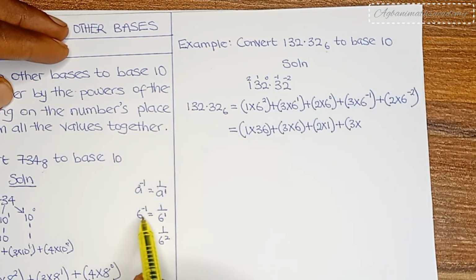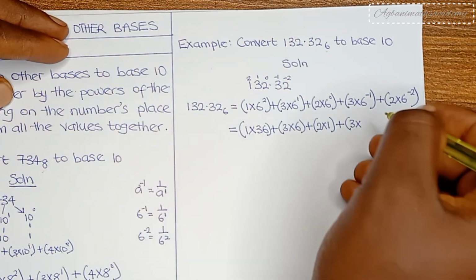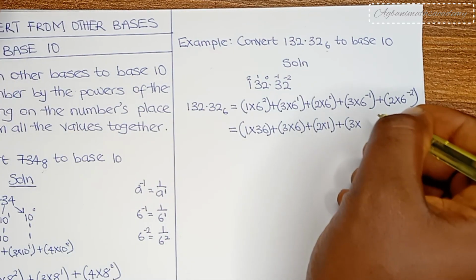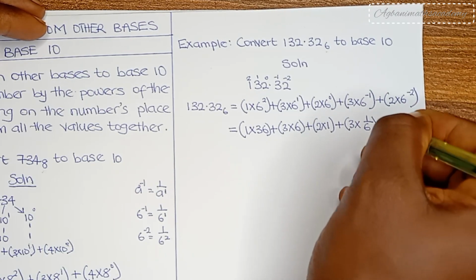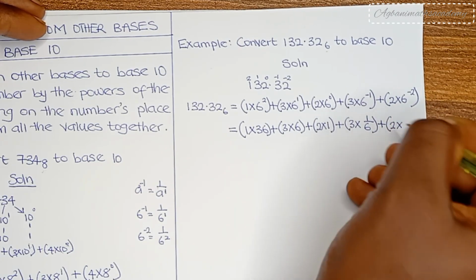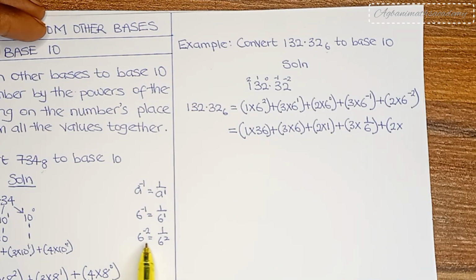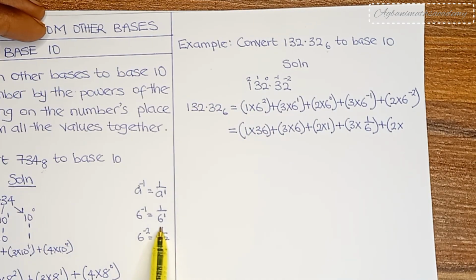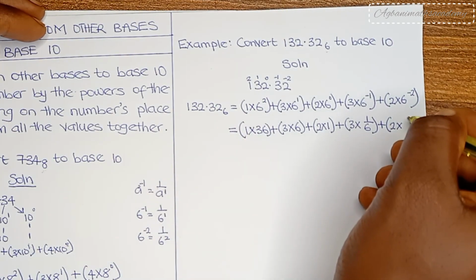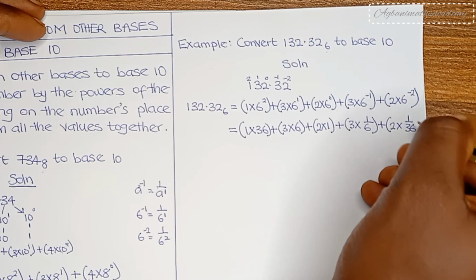Okay, so we are going to do that here. We have 6 to the power of -1 is 1 over 6 to the power of 1. And we know that 6 to the power of 1 is 6, so we have 1 all over 6, plus 2 times 6 to the power of -2 is 1 all over 6 to the power of 2. And we have already found out that 6 to the power of 2 is 36. So we can simply say 1 all over 36.